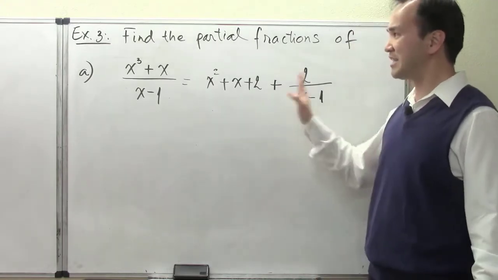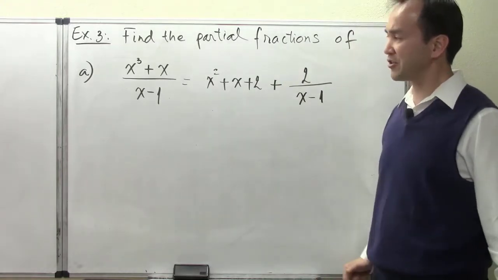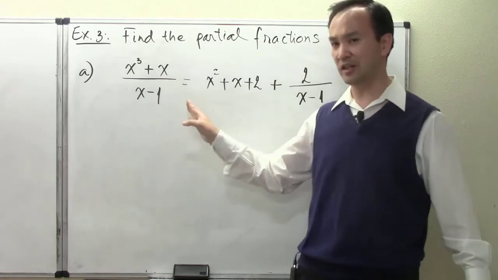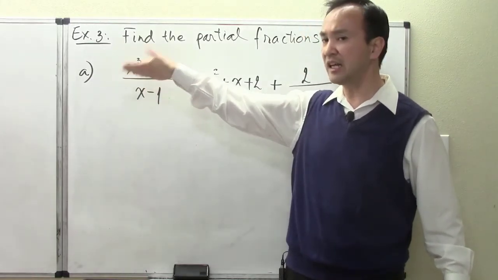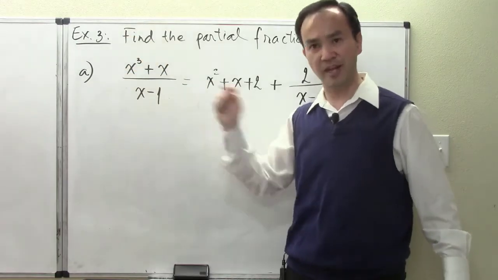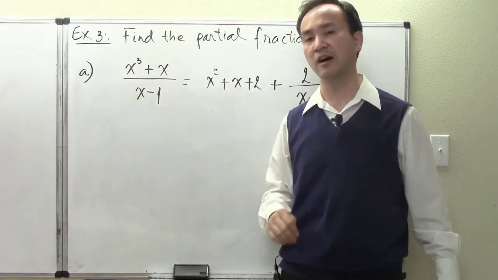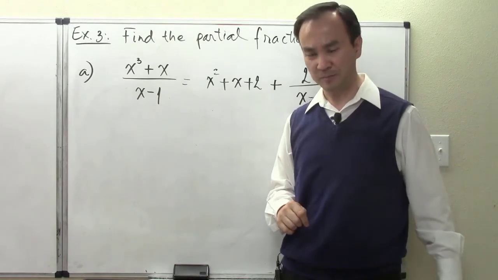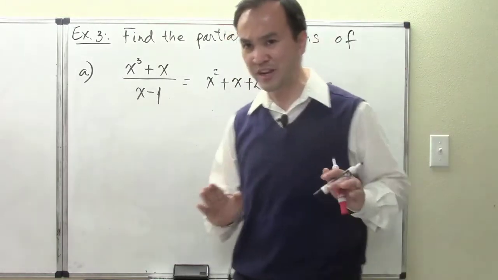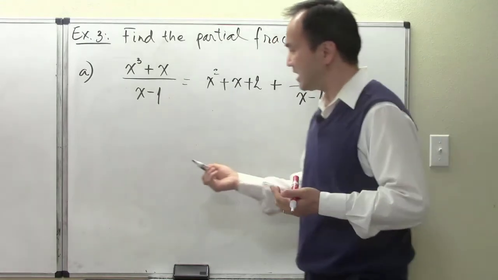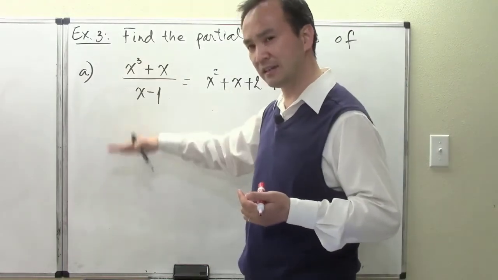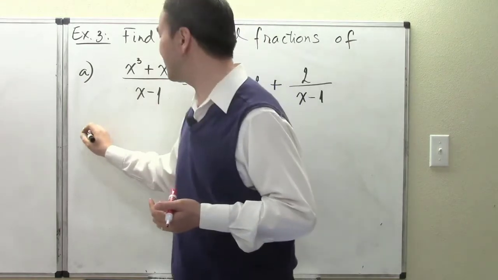Okay, so that's how we find the partial fractions in those situations where the numerator has a degree either equal or higher than the denominator. So we definitely have to carry out the long division process. Okay, so let me bring up another situation right here. I'm going to leave part A here the same. Let's look at part B right here.